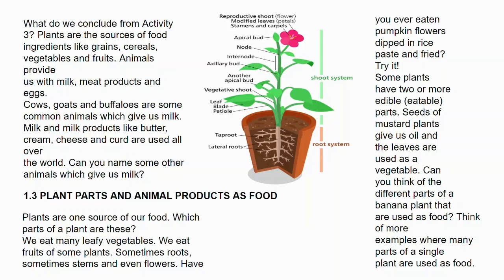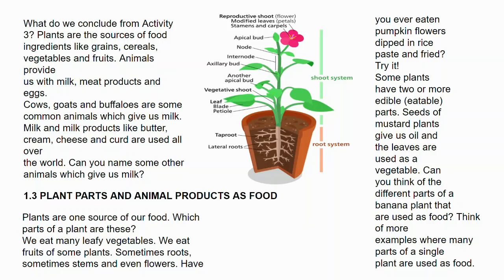1.3 Plant parts and animal products as food. Plants are one source of our food. Which parts of a plant are these? We eat many leafy vegetables. We eat fruits of some plants, sometimes roots, sometimes stems and even flowers. Have you ever eaten pumpkin flowers dipped in rice paste and fried? Try it. Some plants have 2 or more edible parts.